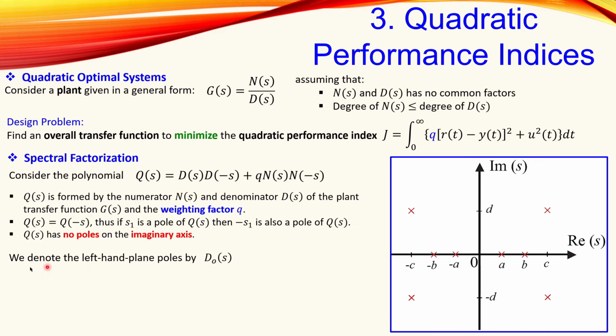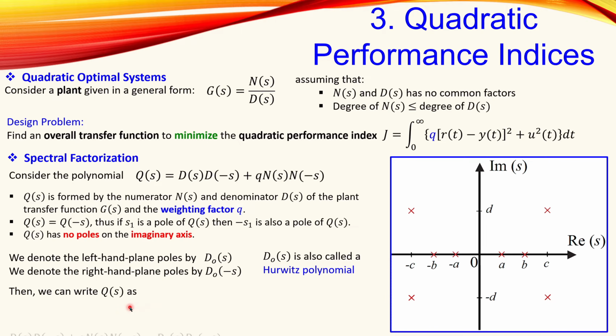So we denote the left-hand plane poles by D0, and as we know the right-hand poles, all of them in the right half plane, we call that D0 of minus s. This D0 polynomial is also called the Hurwitz polynomial.